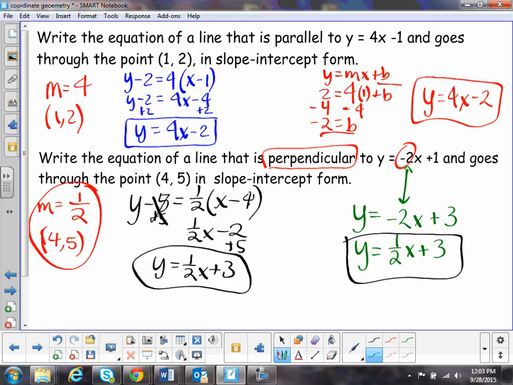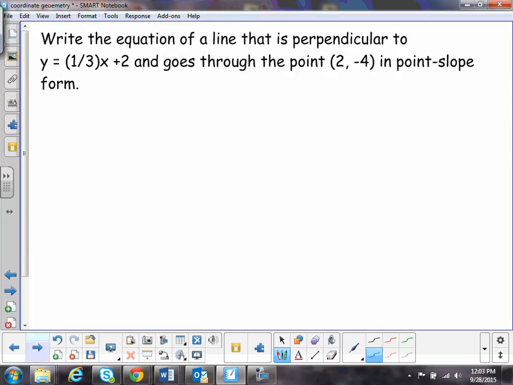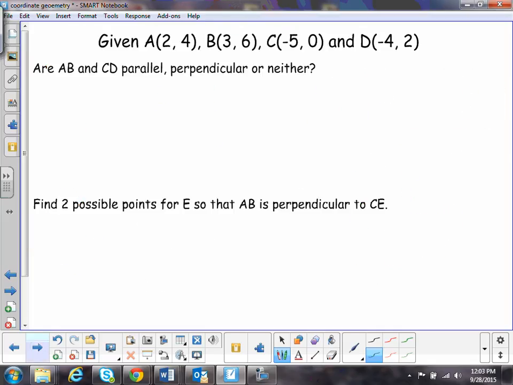Alright. Let's do one more. Everybody got the answer done? Copy that one right there. If you can shorten it, that's fine. Just make sure you know what you're trying to solve for.